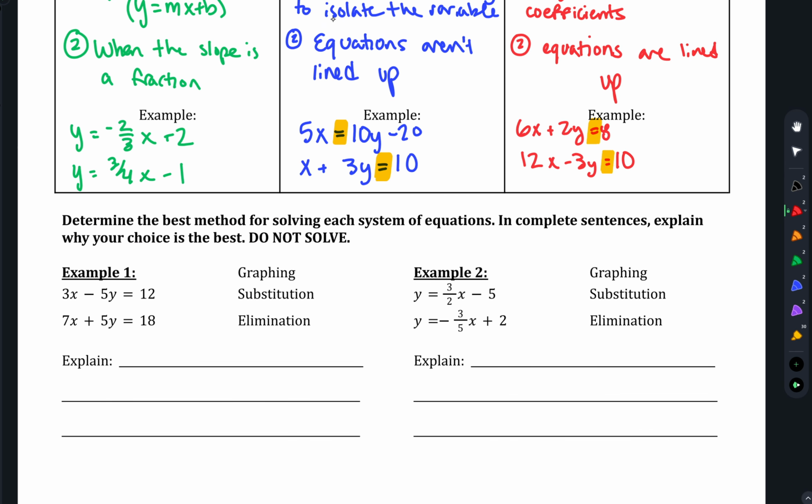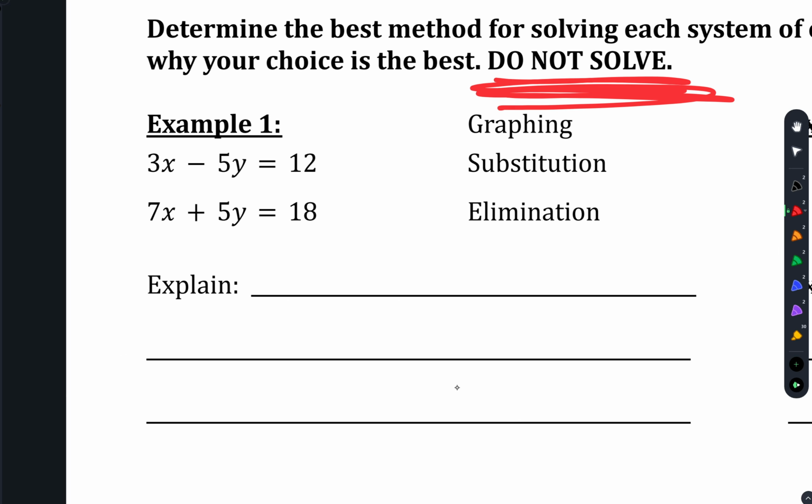Determine the best method for solving each system of equations. In complete sentences, explain why your choice is the best. Keywords here at the end: do not solve. This is like what your homework is going to be like. You do not need to solve these equations. Just explain the best reason. So make sure that we are reading directions here.